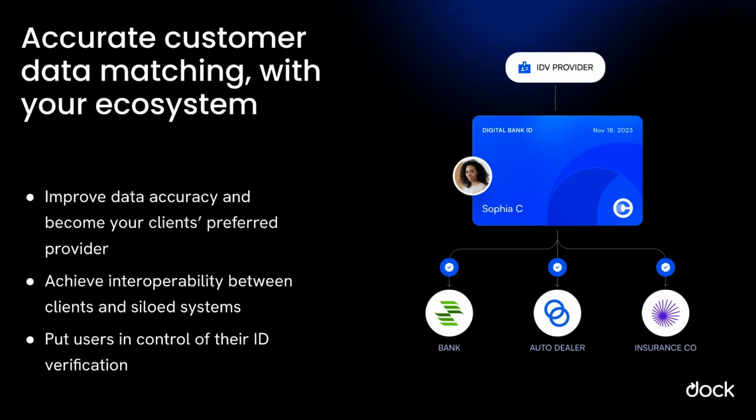Because you've given that credential to Jane, or in this case, Sophia, she can take it to the people she does business with. She can take it to the bank, the auto dealer, the insurance company, and get that interoperability between these systems, all with consent, all with the user in control, all with the user asserting, this is me, and without the guesswork of a likelihood match.